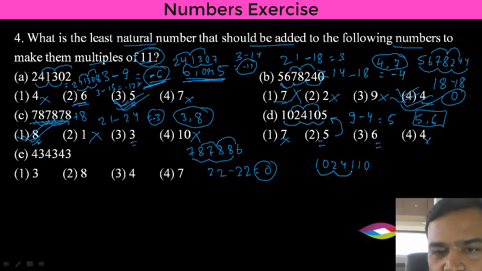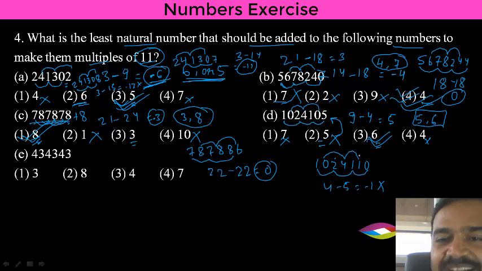Check this. So 1 plus 2 plus 1 plus 0, that is 1, 3, and 1, 4. And 0 plus 4 plus 1, that is 5. 4 minus 5 is minus 1. So not divisible. So 5 cannot be the answer. So 6 has to be the correct answer.